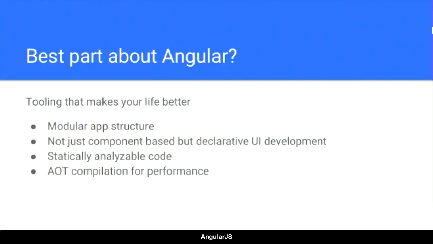So, what are some of the greatest things about Angular? For me, the thing that I enjoy the most compared to other frameworks that might be out there are things about helping you build your app, right? So you can make your app structure really modular and lazy load different modules. You can have declarative UI development. So it's not just that you're developing components, but you can use a declarative template language that lets you write your code easily. Your code is statically analyzable, and you can use stuff like AOT compilation to get better performance without putting in any extra effort.